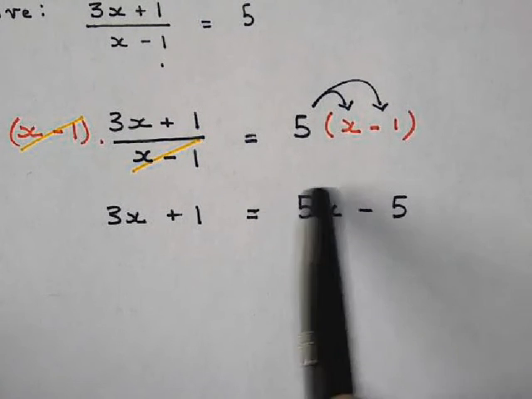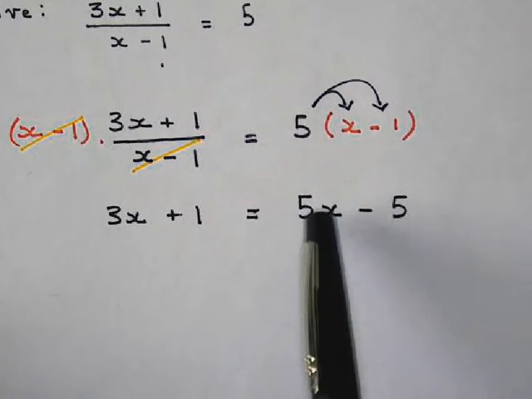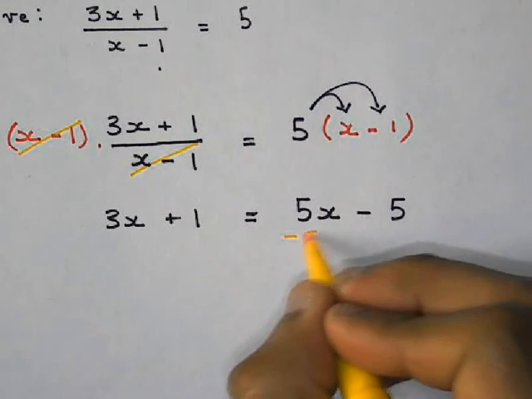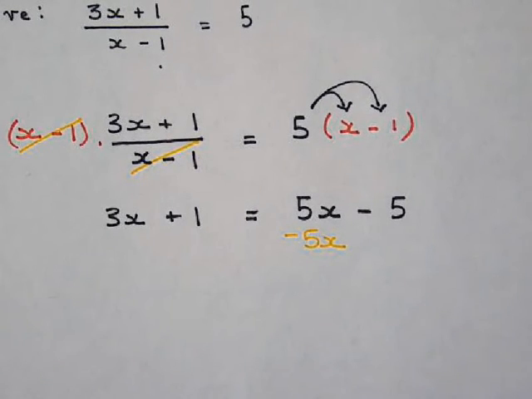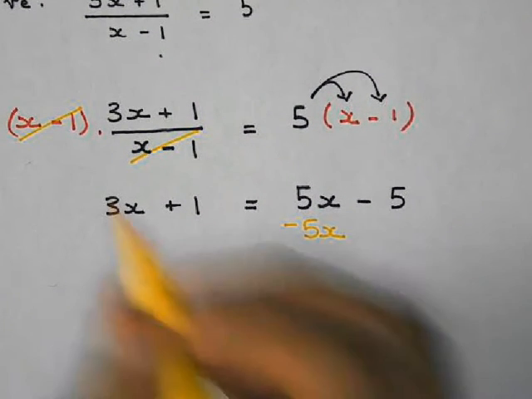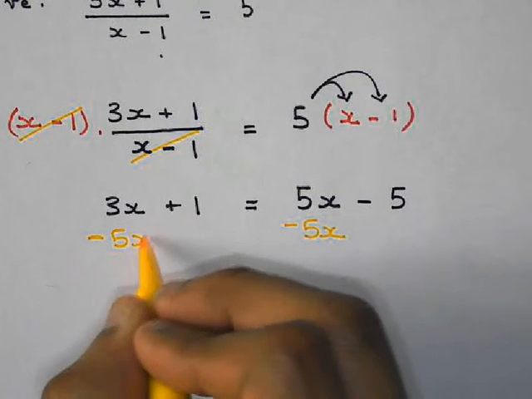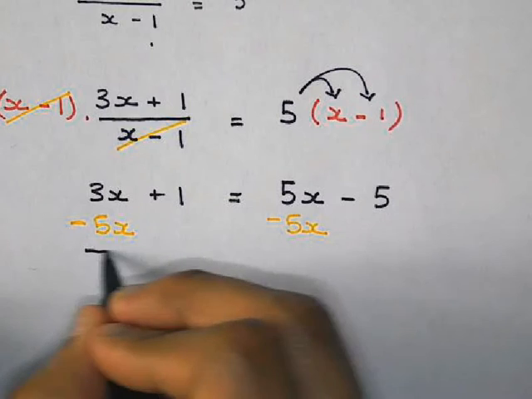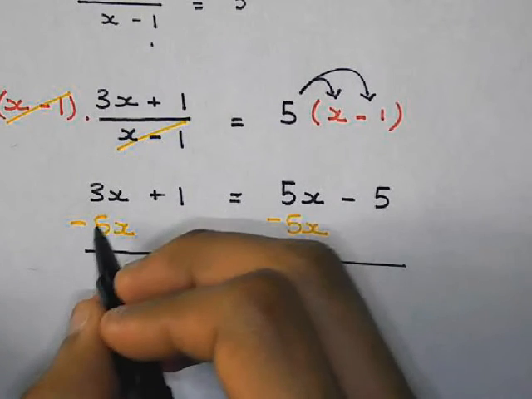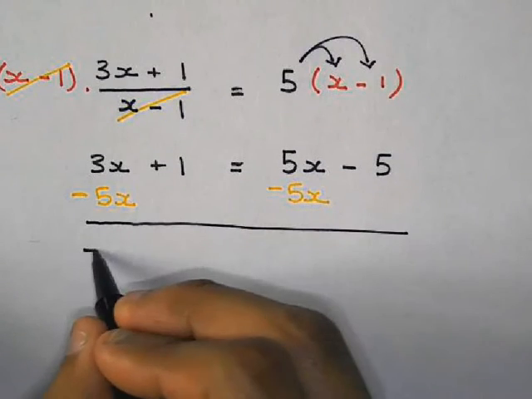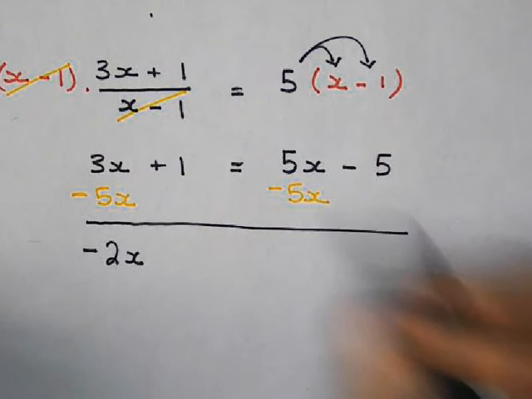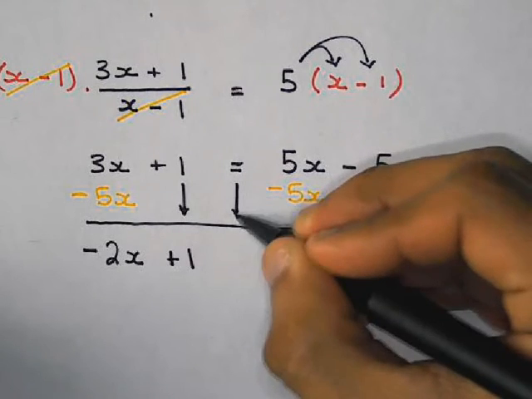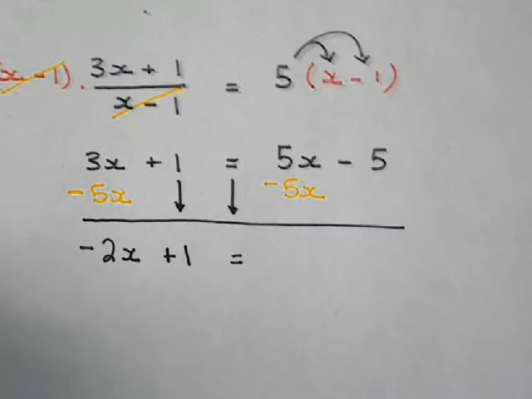Alright, so what I'd like to do is maybe get rid of these 5x's. So I'd like to subtract them. I'm going to subtract 5x on the right side. But if I take away 5x on the right side, then I better take away 5x on the left side. So what this is going to allow me to do is now combine terms vertically. So 3x take away 5x, well that's just negative 2x. This 1 is going to drop down, so plus 1. Don't forget your equal sign there.